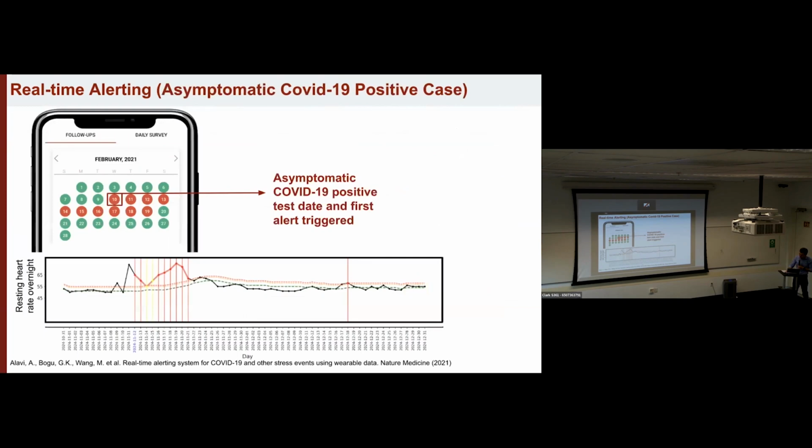And then this is an example of an asymptomatic case. As you can see for this one, over a week, we have consecutive red alerts and deviations from baseline, even though the person was asymptomatic.